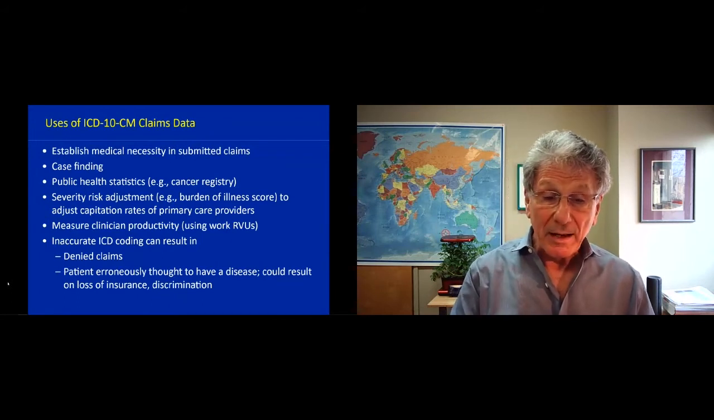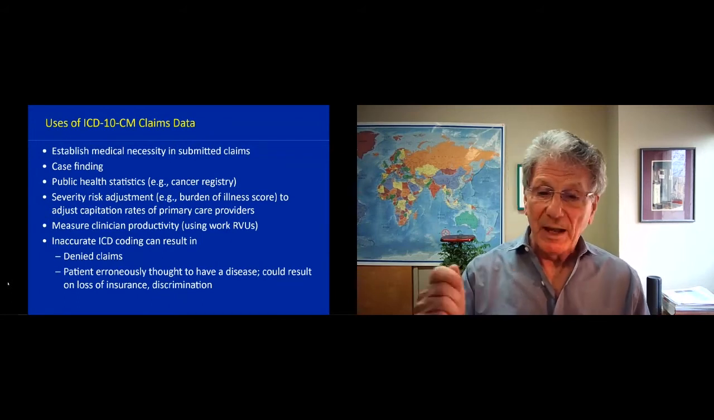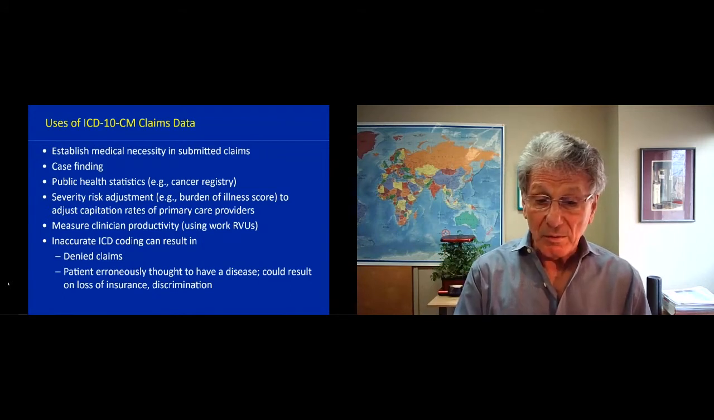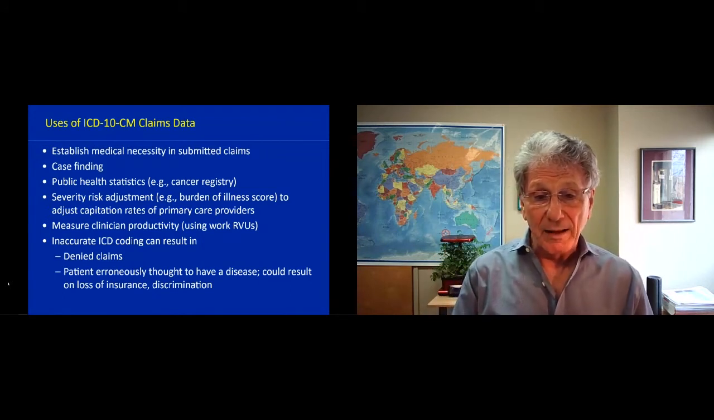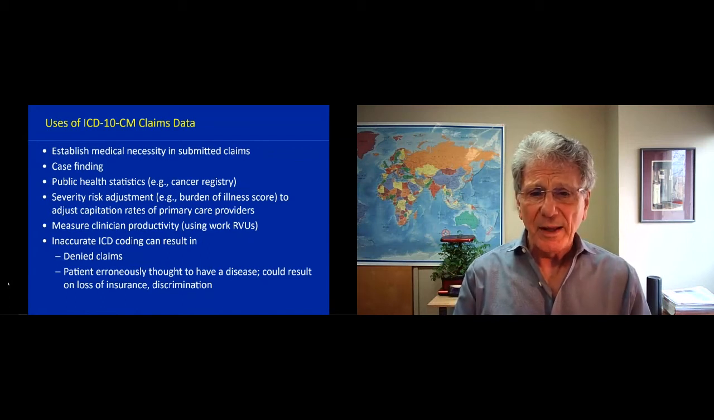And beyond that, if you incorrectly say that a person has a particular disease that they really don't, that could follow them for the rest of their life. So those are all reasons why you need to be really accurate in choosing the right ICD-10 code. Next slide.